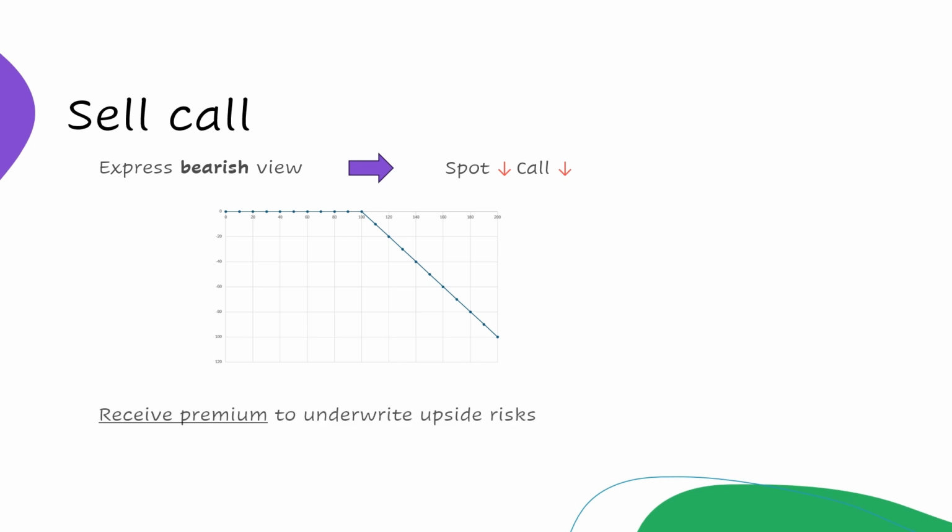Selling call is a way to express a bearish view on the underlying asset. This is because option value decreases with underlying spot moving lower. This is the payoff diagram of selling call. It looks like the upside down of buying call. At a quick glance, selling call has no upside payoff, but in fact, option sellers receive option premium at inception to compensate for that. Selling call is about receiving option premium to underwrite upside risks to option buyers.